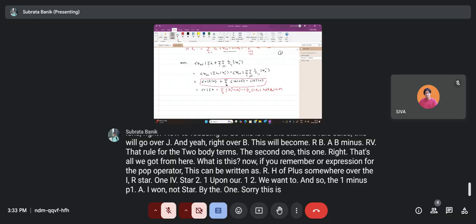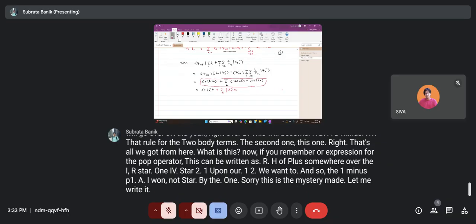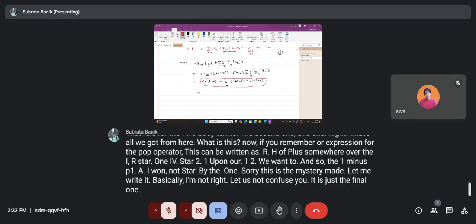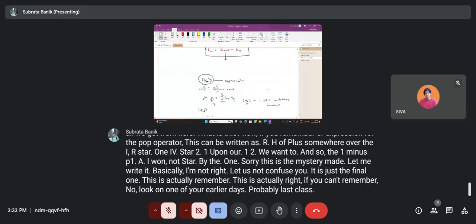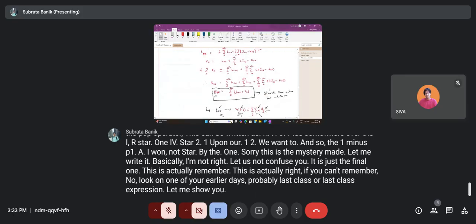Sorry, this is a mistake I made. Let me write it. Basically, I will not write it, so as not to confuse you. Let us write just the final one. This is actually, if you remember, a form. If you can't remember, look at one of your earlier days, probably last class or last class expression. Let me show you what it is.